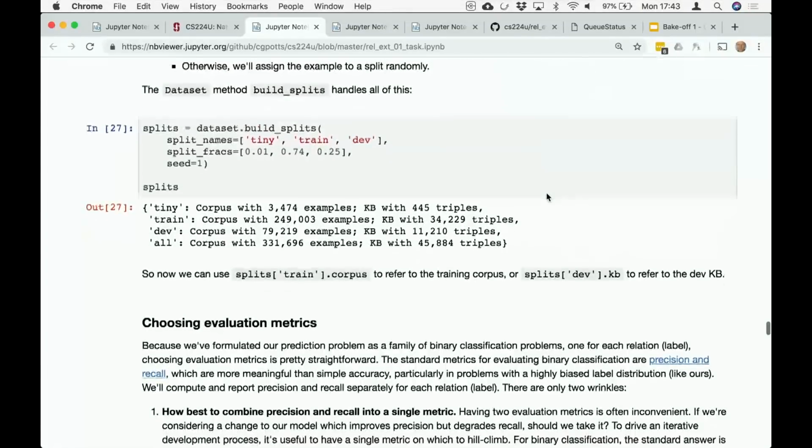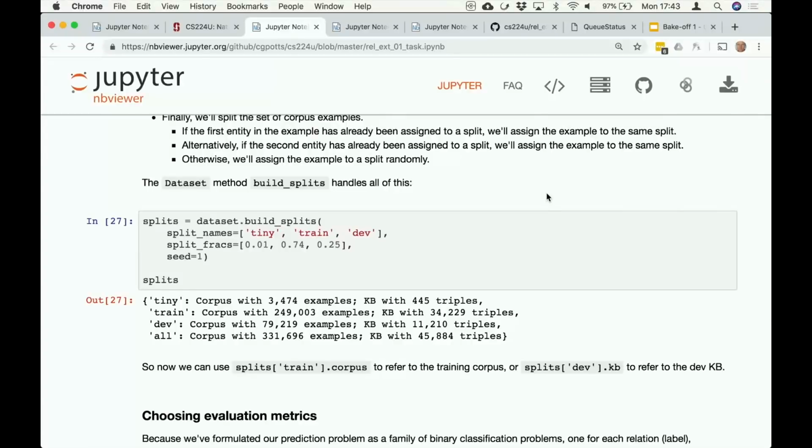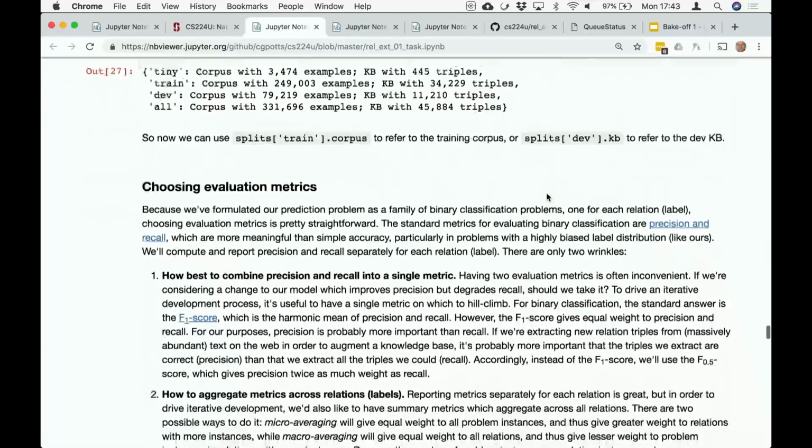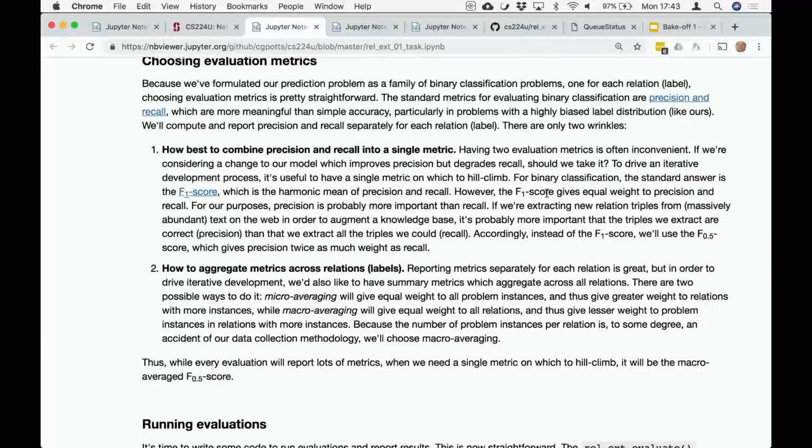I'm going to skip this part. There's some discussion of how to split, but we want to split both the knowledge base and the corpus. And there's some discussion of how to do that split so that those align well with each other as much as possible, but I'm going to skip that for now.